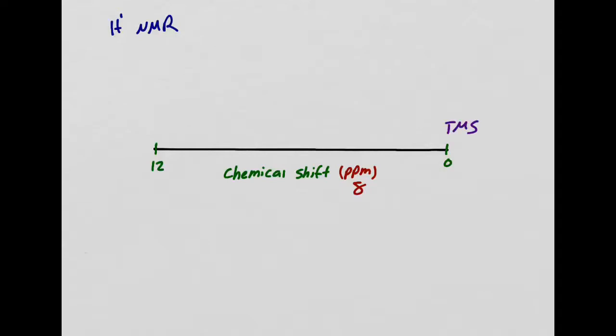Now, what does that mean? Basically, TMS, which is at zero, is a reference peak. So TMS is a reference peak, and all peaks are relative to the reference peak. We're good so far? Okay.